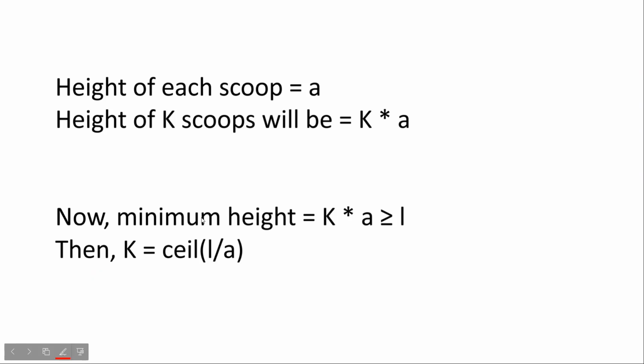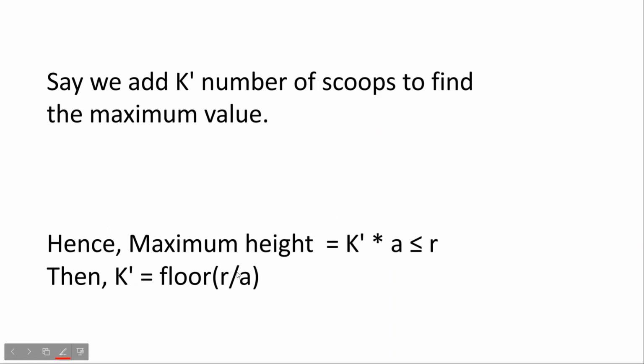Let us say that we add k scoops to find the minimum height. Right. Now the minimum height will be k times A and this must be greater than or equal to L. Hence, the value of k will be the ceiling of L divided by A. Similarly, say we add k prime scoops, then the maximum height will be k prime times A and this value must be less than or equal to R. Therefore, the value of k prime will be the floor of R divided by A.